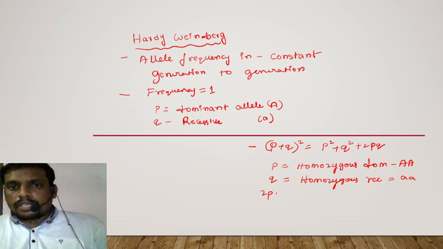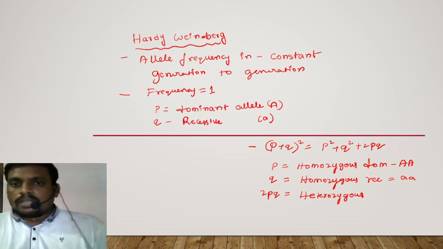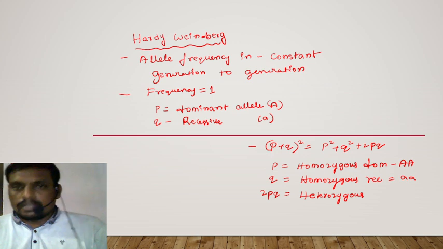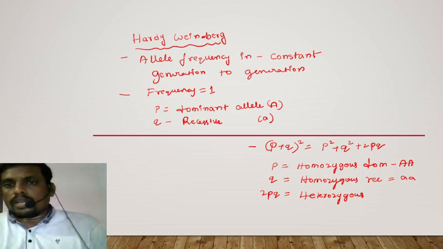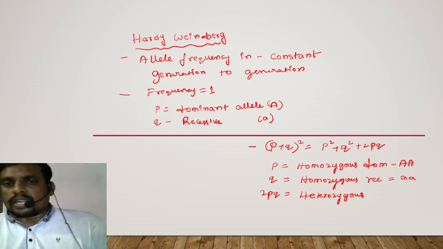What is 2pq? Here 2pq indicates the heterozygous allele. In any population, homozygous and heterozygous alleles are common, and they are indicated by this formula. The Hardy-Weinberg principle is affected by 5 major factors.